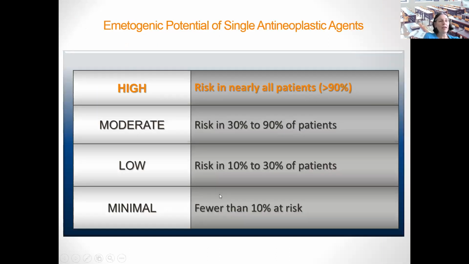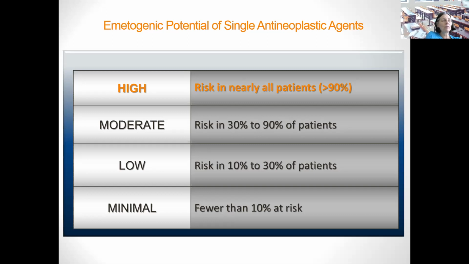Okay, emetogenic potential of a neoplastic agent. Every neoplastic agent is actually ranked as minimal, low, moderate, or high emetogenic potential. It's got more of a chance of making you throw up. If they're high, over 90% of the patients that are on that drug have consistent chemotherapy-induced nausea and vomiting.